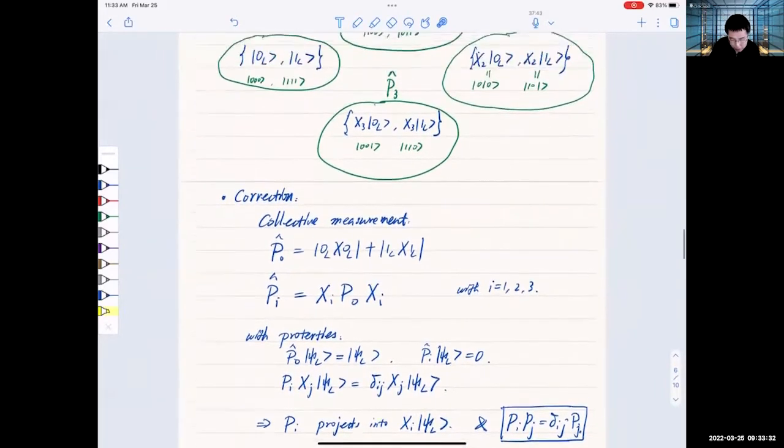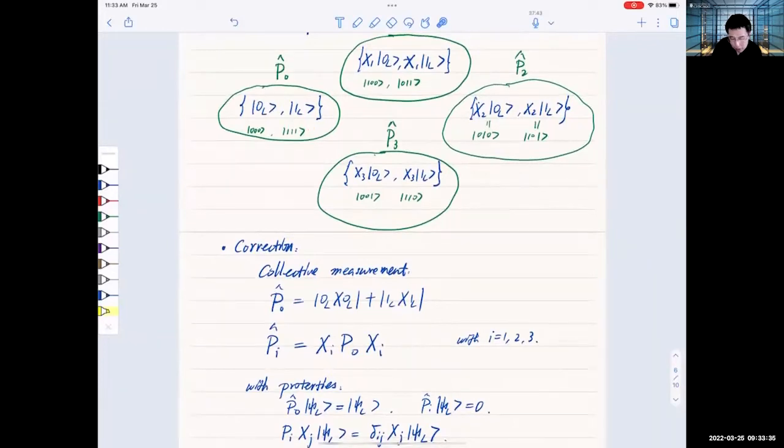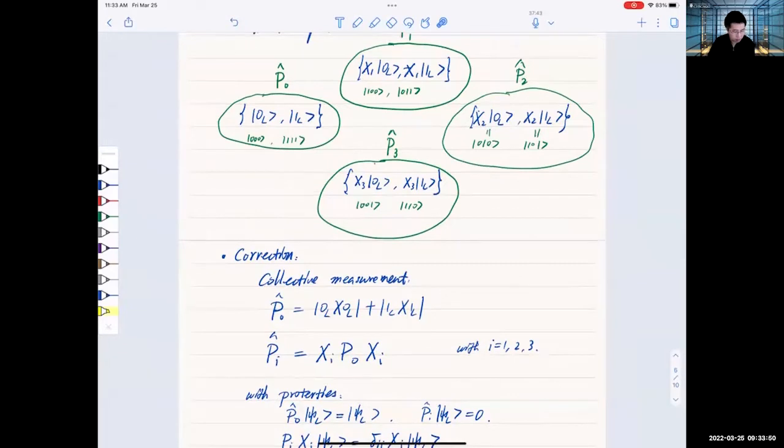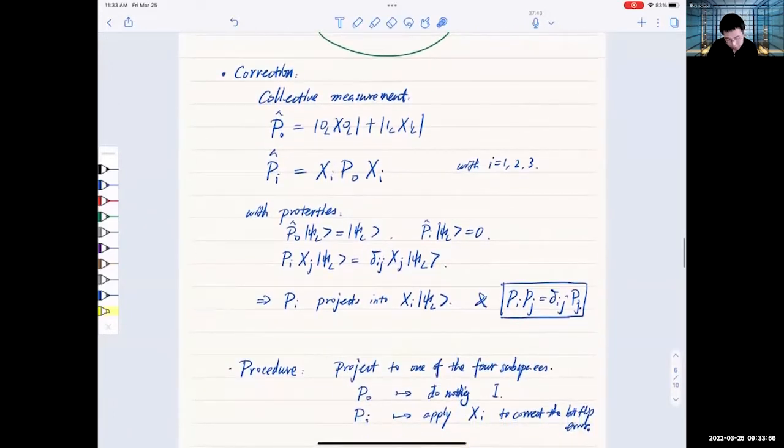We will unambiguously identify no error, bit flip error on the first qubit, bit flip error on the second qubit, or bit flip error on the third qubit. And then we can push it back and perform a corresponding unitary operation to restore it to the original logical space. So the whole scheme is to perform the projection to different subspaces and then follow this procedure: if it's in the logical space, you do nothing. If it's in the i-th subspace for i equal to 1, 2, 3, then you flip the corresponding qubit to correct the bit flip error.